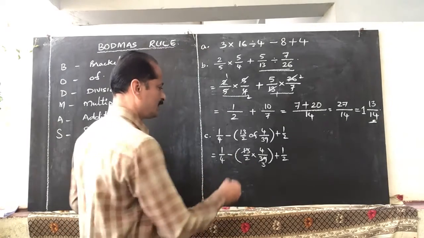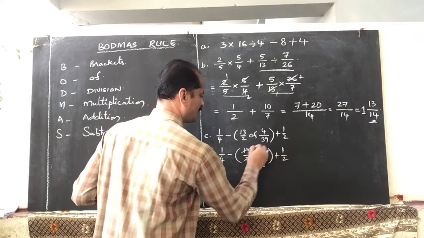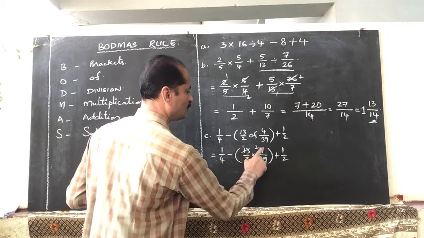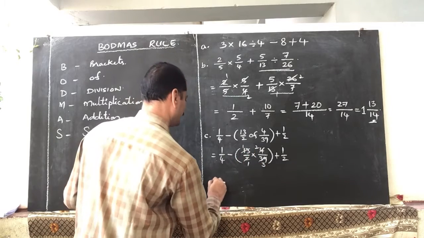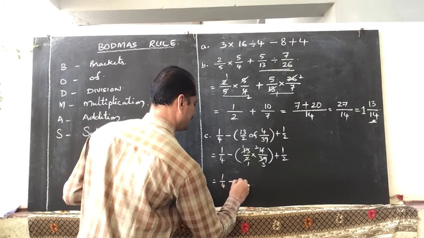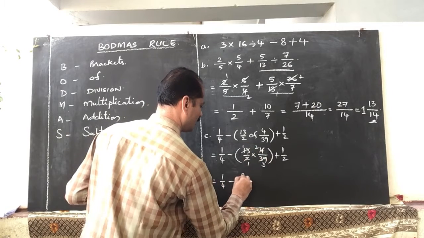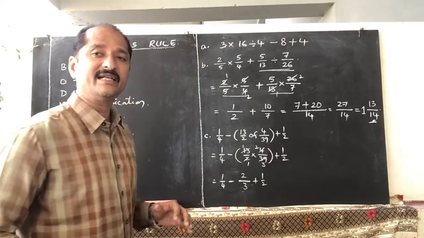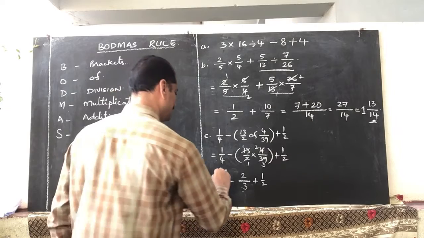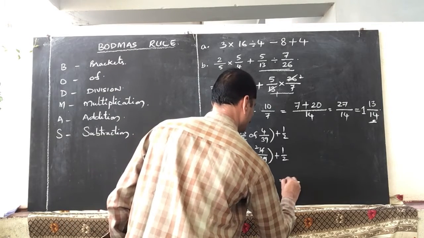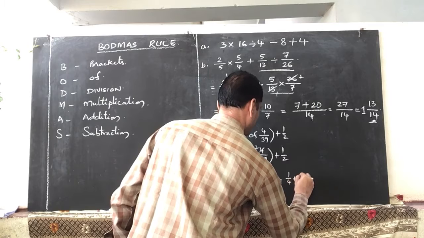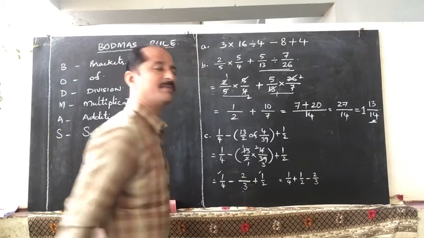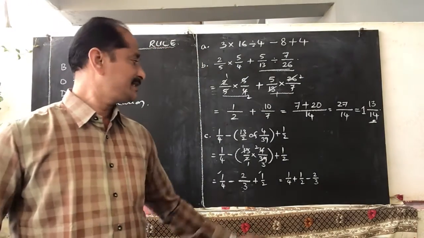Okay, no problem. So 2 1s are 2, 2 2s are 4. How much did it become? 1 2s are 2 by 1 3s are 3. So 2 by 3 you got. So that is equal to 1 by 4 minus 2 by 3 plus half. Now what do you have to perform here? Addition after subtraction. We have 1 by 4 minus 2 by 3 plus 1 by 2. All these three you can perform at a time.